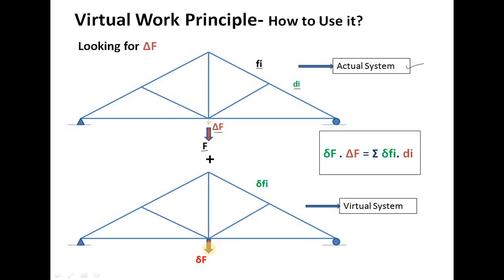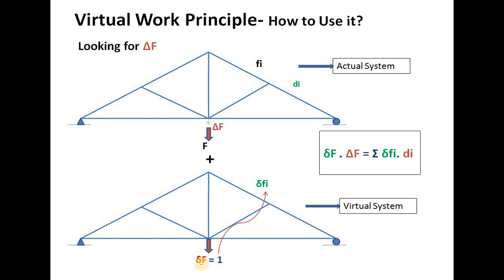Now the second truss will only have the additional imaginary force delta F, and because of this additional imaginary force I will have the additional component forces delta Fi. I will call this the virtual system, and I know this equation already. Now I can analyze these two structures separately, combine them, and if I use this equation I can find the unknown delta F which is required by us. The main objective is to find the deformation because of the externally applied load.